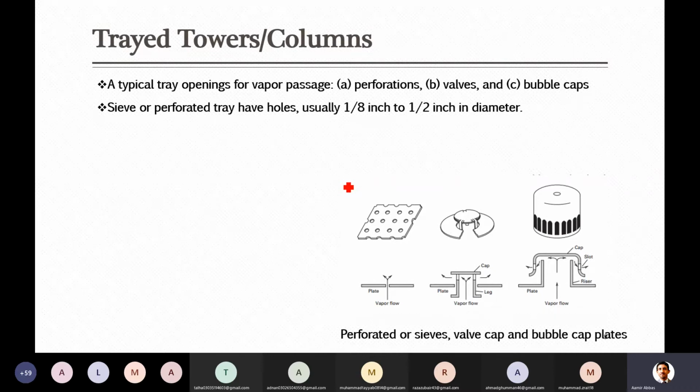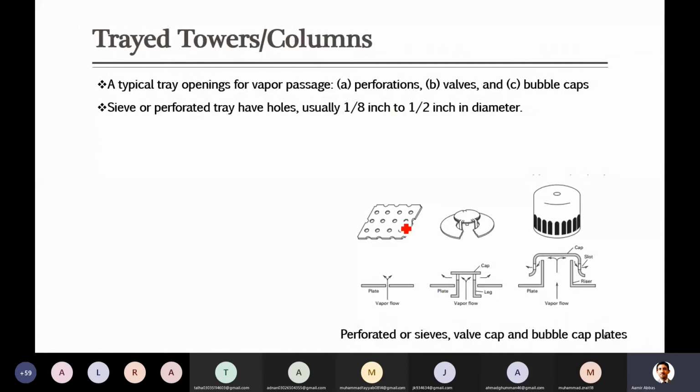There are 3 different types of trays. Bubble cap, yes. Okay, good. The others are called valve trays, and the third one are called sieve trays or perforated trays. So in these kinds of trays, first of all, I will just talk about the sieve or perforated tray.